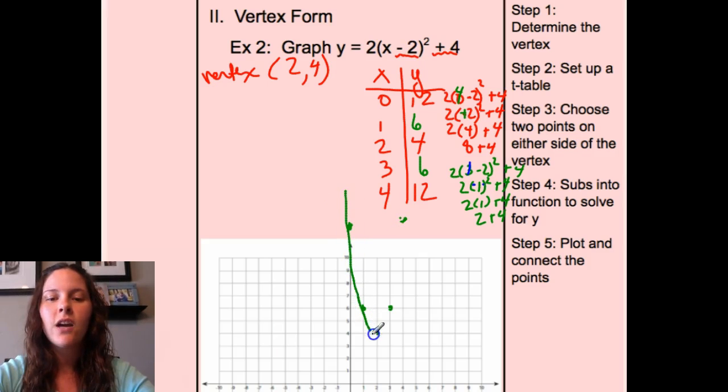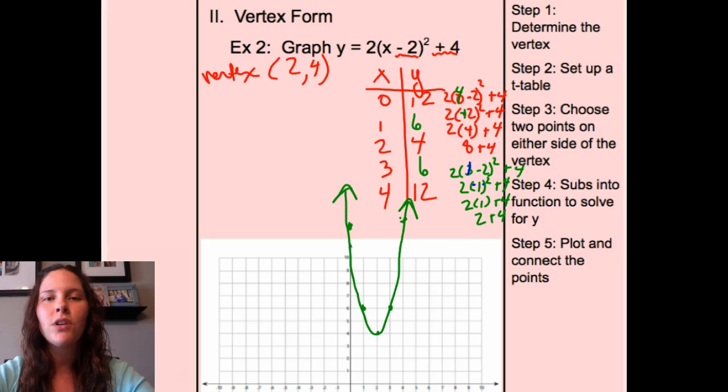The skinnier the graph, the harder it is to make a nice curve. It looks like it should be a sharp turn. Every parabola has a smooth curve, never a sharp turn. So make sure you've got that smooth curve. I'll be looking for that on all of your graphs.